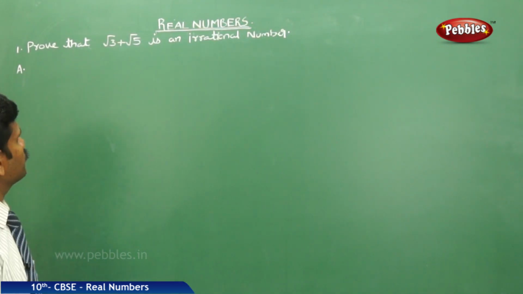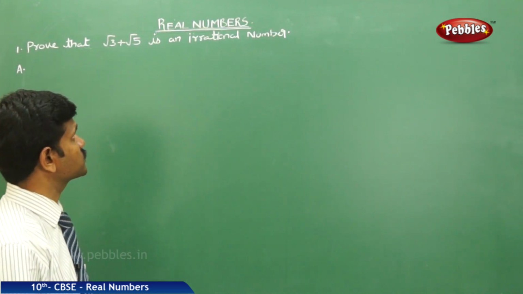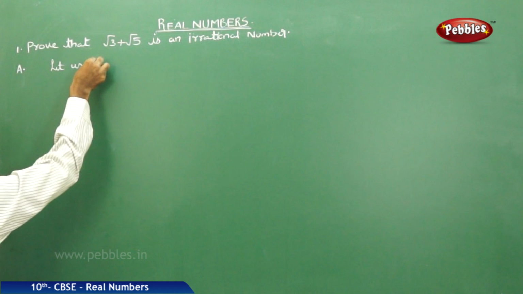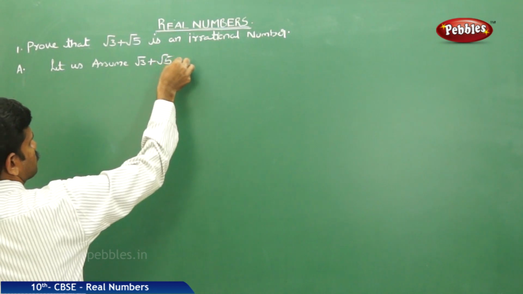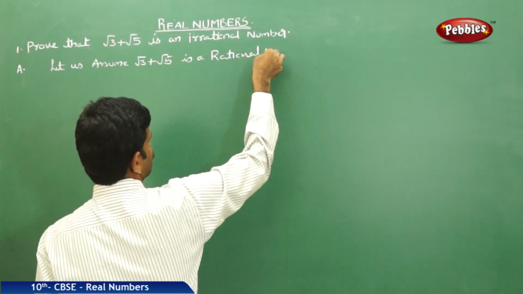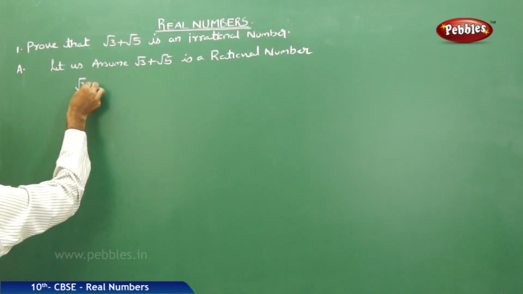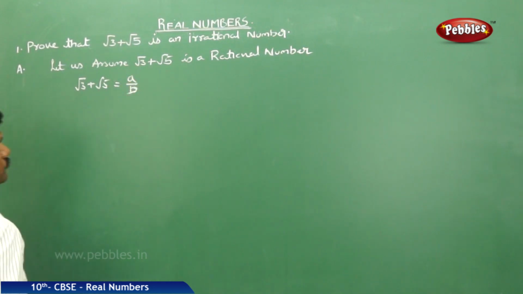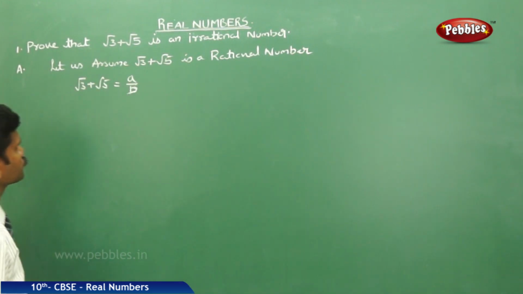See our next problem. Prove that root 3 plus root 5 is an irrational number. It's a very important topic of the chapter. Now let us assume root 3 plus root 5 is a rational number. That is, root 3 plus root 5 is equal to a by b. Here a, b are two positive integers and a and b are co-primes also.